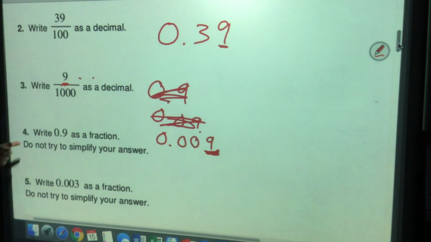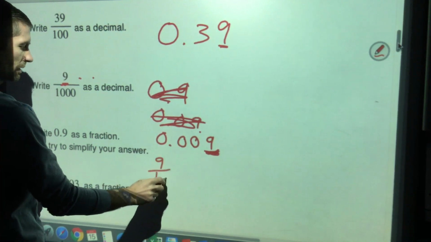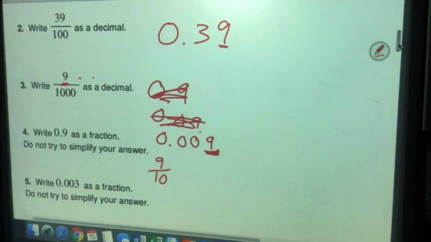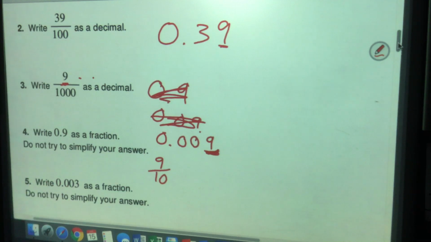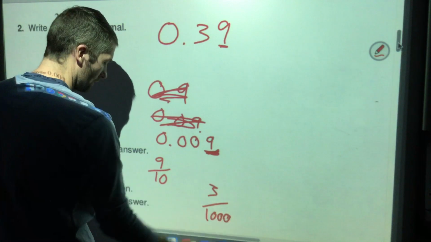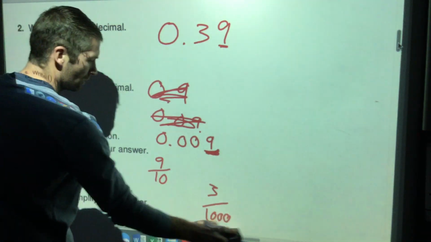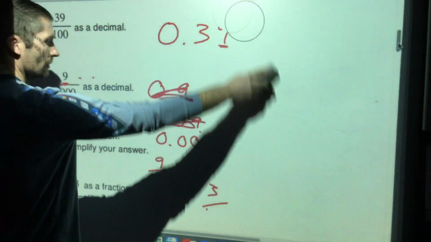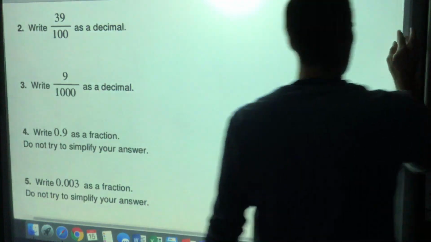Write 9/10 as a fraction. Do not try to simplify 9/10 as a fraction. Just say it. Write it. Simplify. Write 3 thousandths as a fraction. I know it's thousandths because it's tenths, hundredths, that's my thousandths place. So 3 thousandths. Do not try to simplify. I cannot simplify that anyway. The only odd numbers you can simplify would be if they end in a 5.